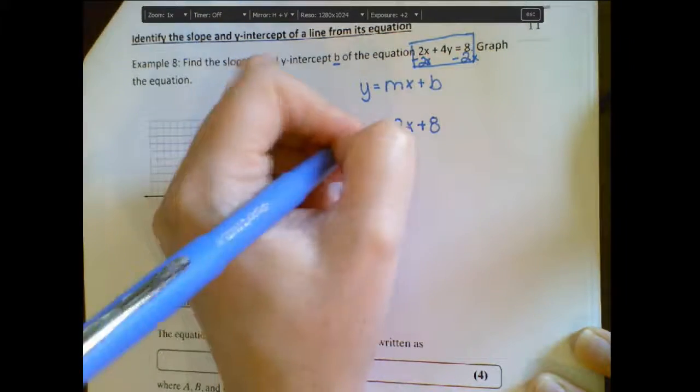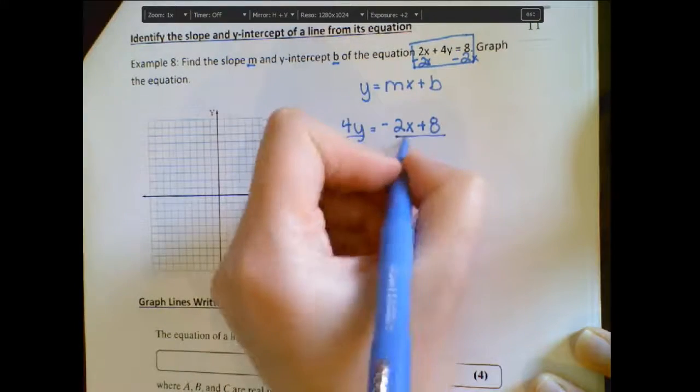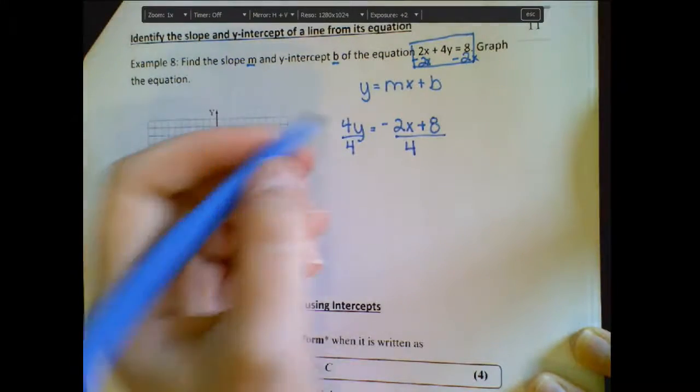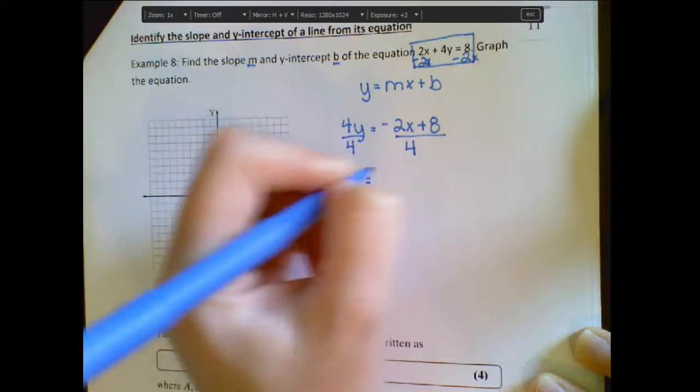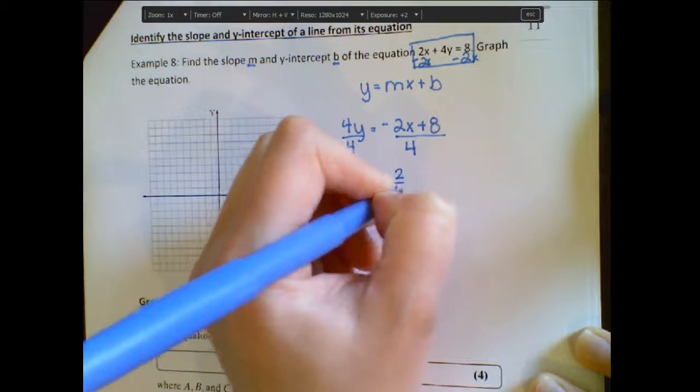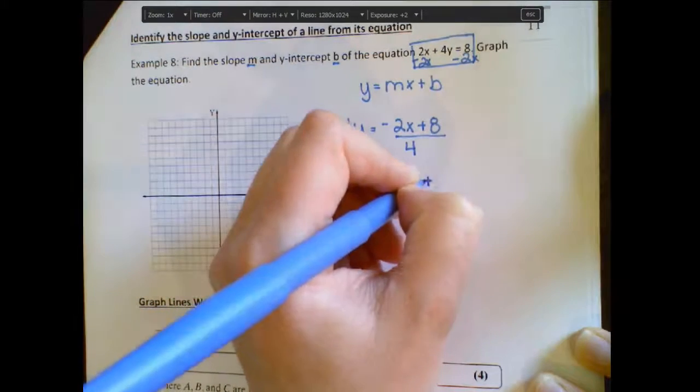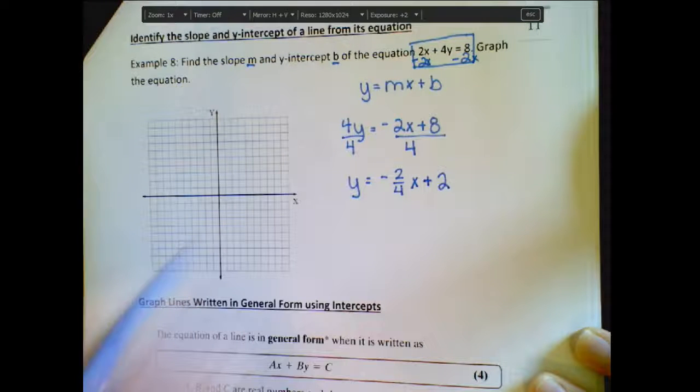Continue to solve for y. Divide by 4, divide everything over here by 4. y equals negative 2/4 x plus 2. This slope needs to simplify. y equals negative 1/2 x plus 2. And this then is our equation in that y equals mx plus b form.